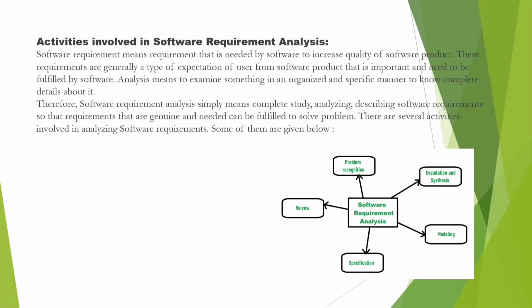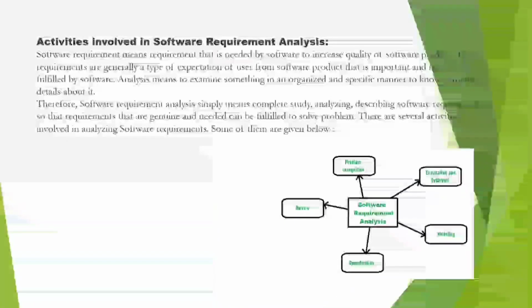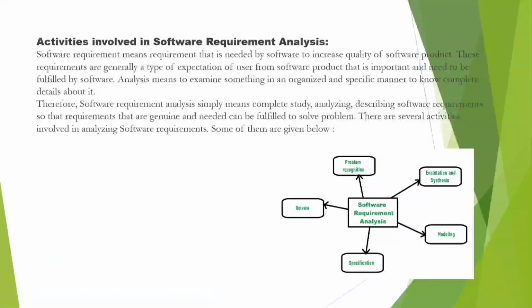There are several activities involved in analyzing software requirements. Some of them are given below: review, problem recognition, evaluation and synthesis, modeling, specification.